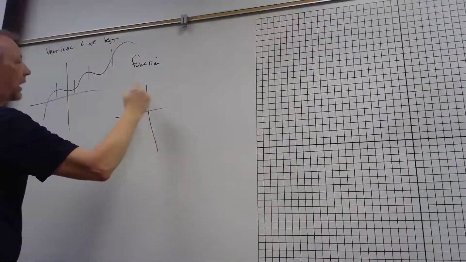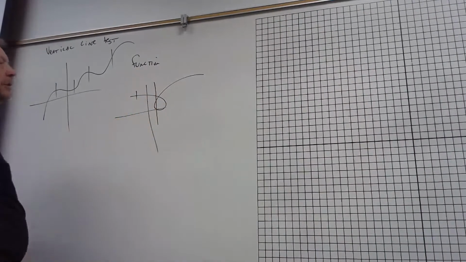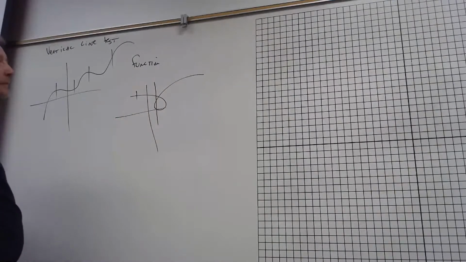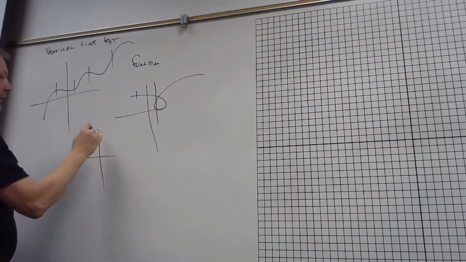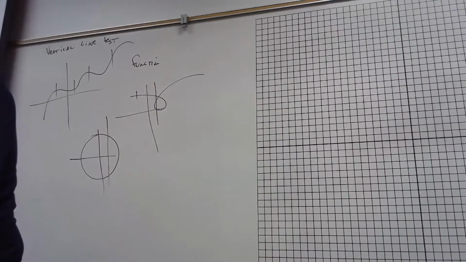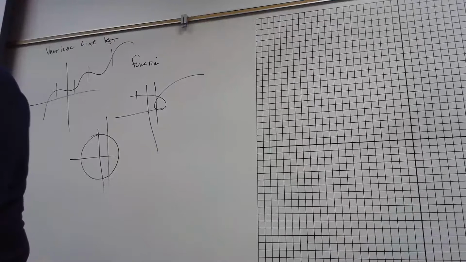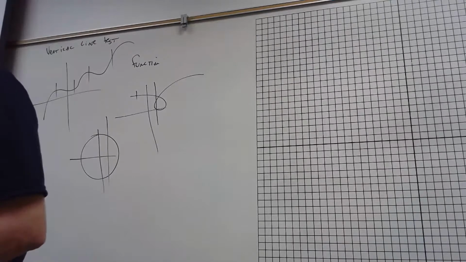How about this? It's not a function because it only crosses once here, but it crosses 3 times there, right? Okay? Is that a function? No. Crosses twice. Okay? Vertical line test, super important. That was easy. That's the end of 2.2. Let's move on to 2.3.